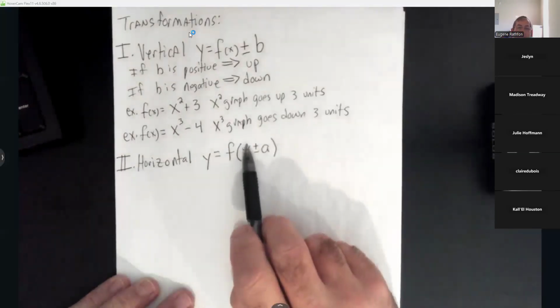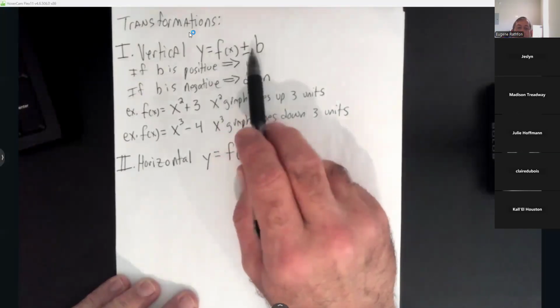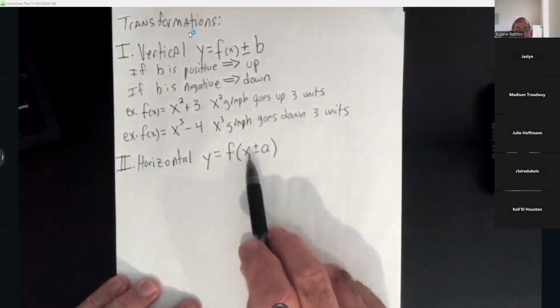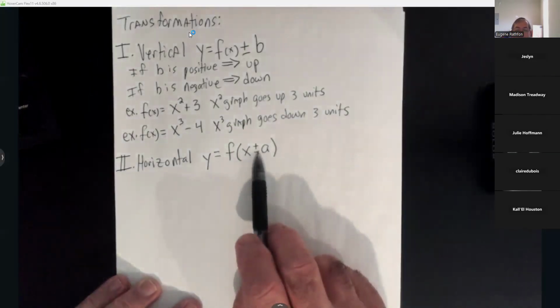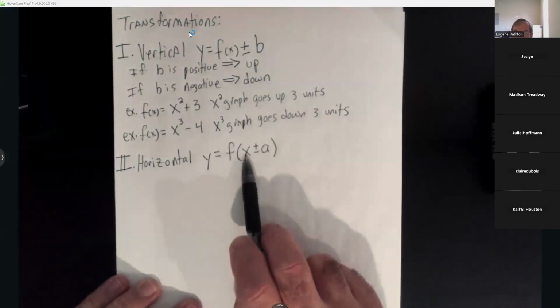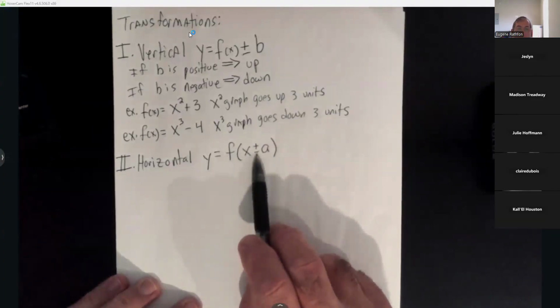Look at the difference up here. Up here, I didn't do anything to the x. I just added or subtracted at the end of my function. On horizontal, you're actually adding or subtracting from the x value of the function. So this is usually going to be done inside parentheses, okay?